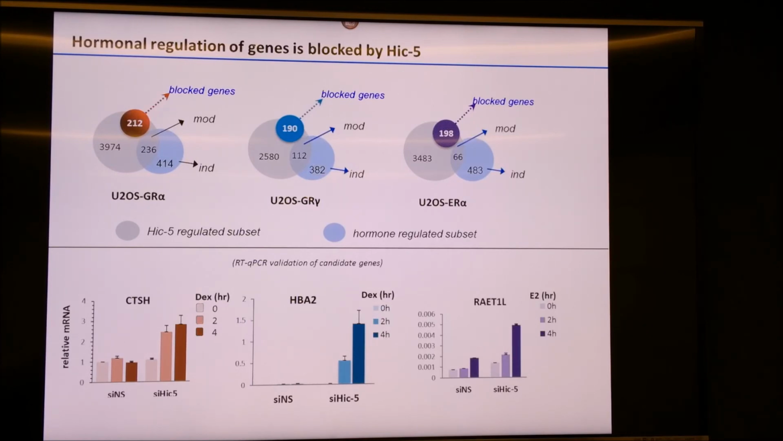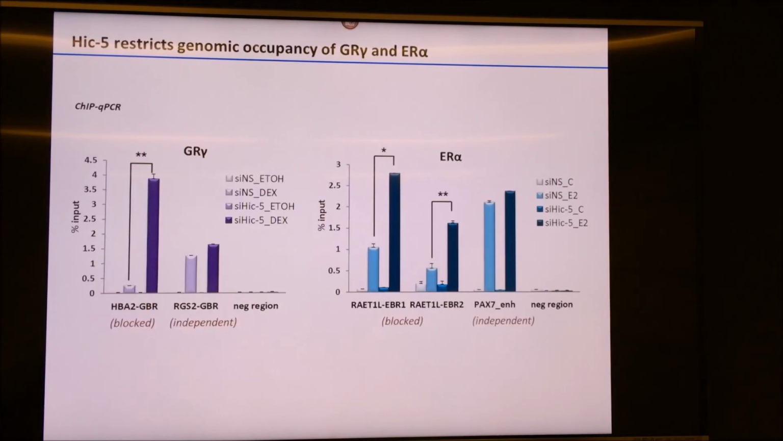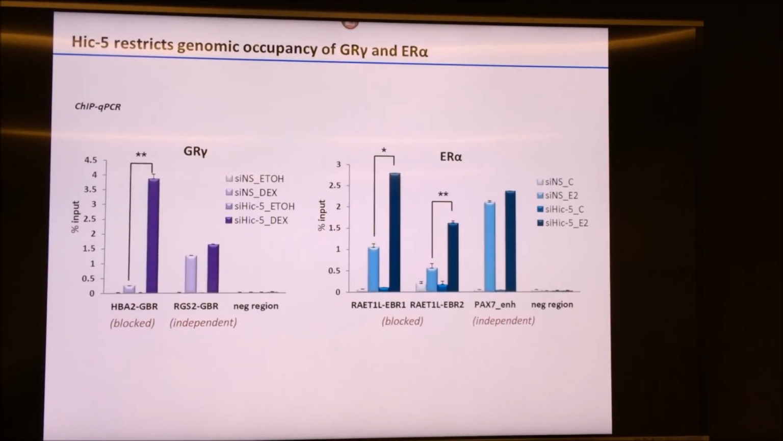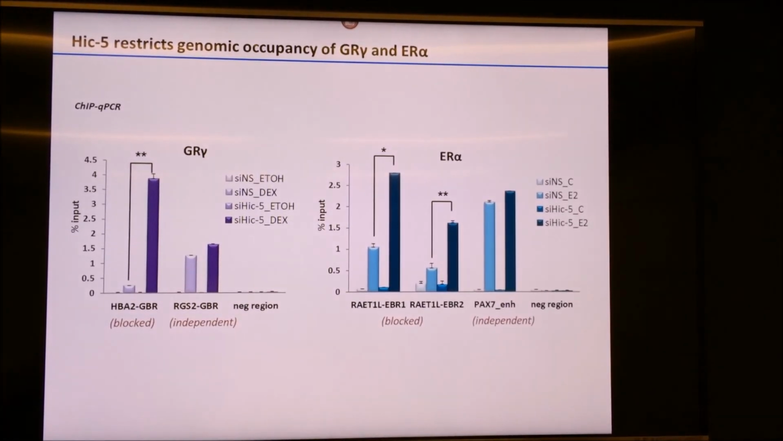In the GR-gamma and ER-alpha cells too, similar to our observations on GR-alpha, we found that HIC5 blocked target gene regulation by preventing the occupancy of both GR-gamma and ER-alpha in response to ligand to their DNA regulatory sites.